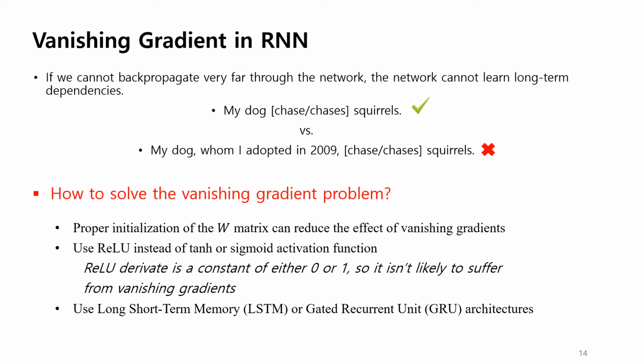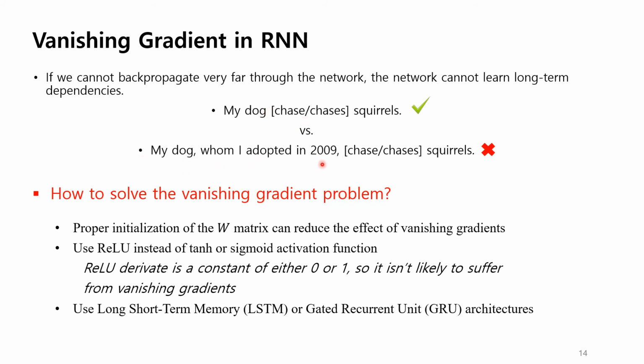So for example here, let's say you want to predict whether to use chase or chases. So in this case, chase is correct because of my dog, right? So in this case, that's fine. If you use RNN here at this point, you can take a look at this my dog, just one step back. Okay, so that's fine.